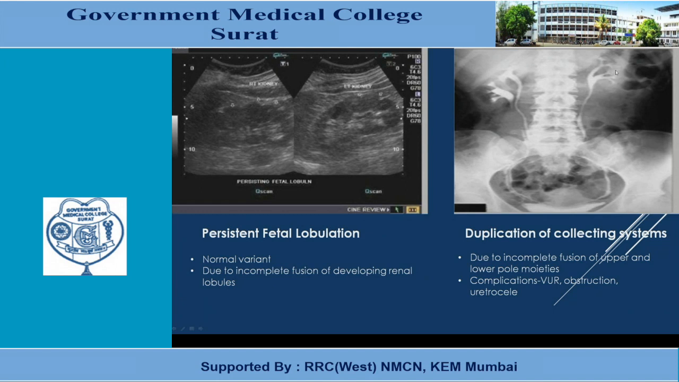On the left side, you can see that the upper and lower pole moiety are draining by separate calyces, which are fused at the renal pelvis. This is a bifid PC system which is draining into a single renal pelvis and by a single ureter into the urinary bladder. This is a normal variation that occurs in individuals.